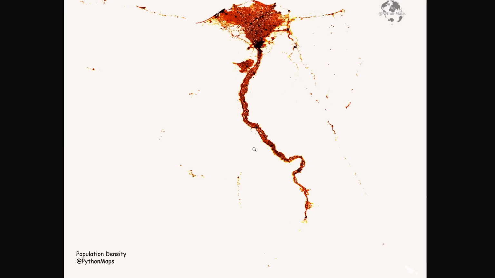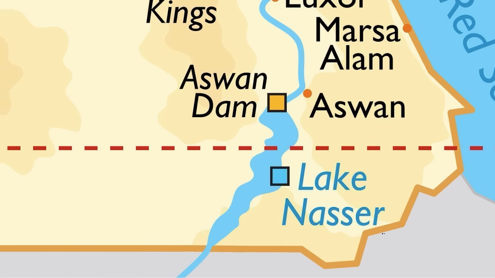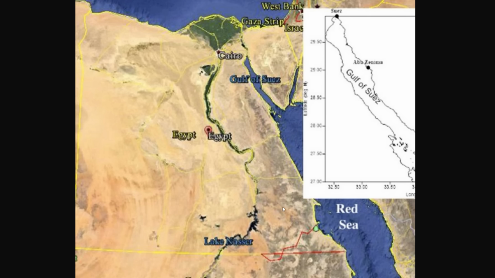What's interesting is there doesn't seem to be too much population near Lake Nasser down this way. I mean, this looks like a pretty good sized body of water, but I guess no one wants to be next to it. It doesn't look that lush down here. There's not a whole lot of green, so maybe that's why.